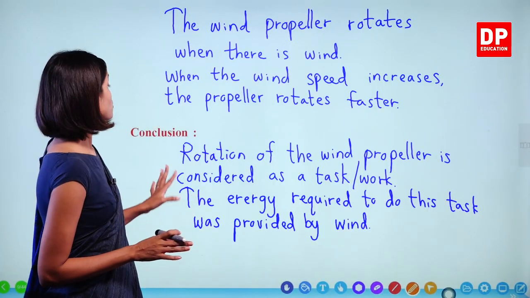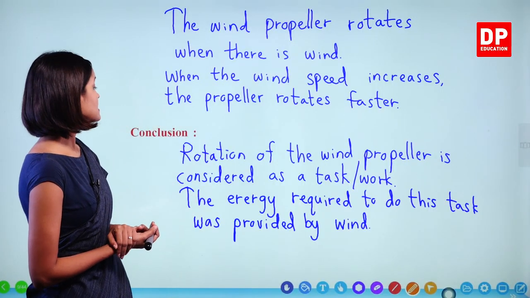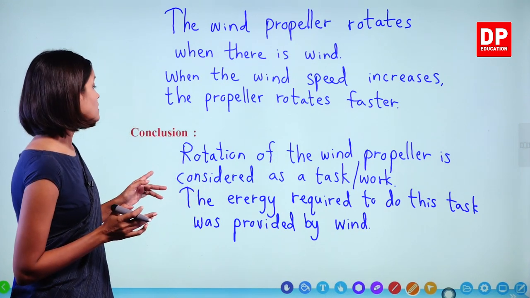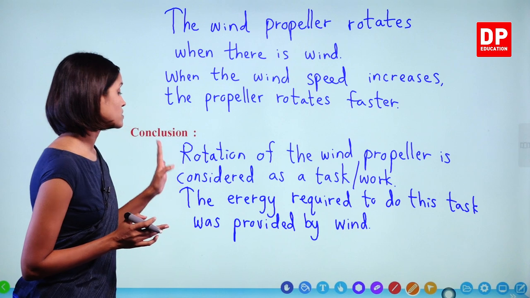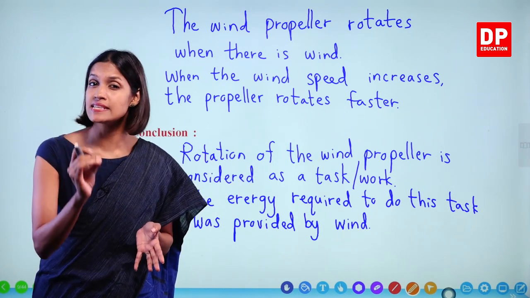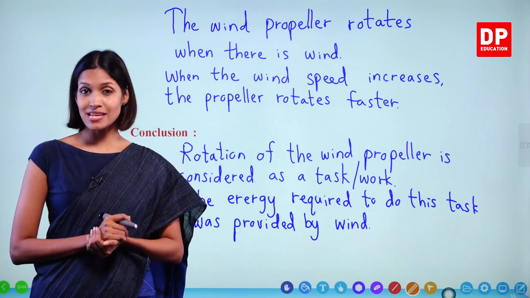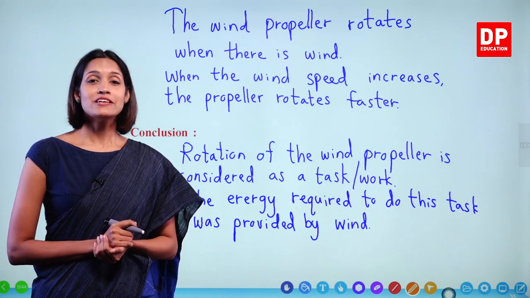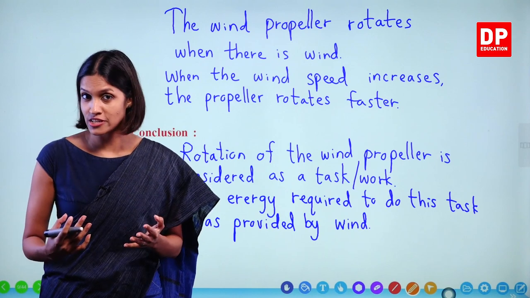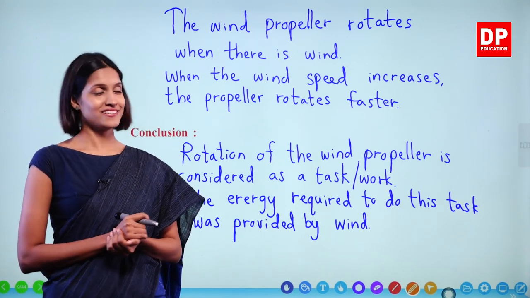Understand, children? Rotation of the wind propeller is considered as a task or work. The energy required to do this task was provided by wind. So it's very clear that wind has energy stored in it. Okay, children? So that energy stored in the wind can be used to do activities. Understand? Right.